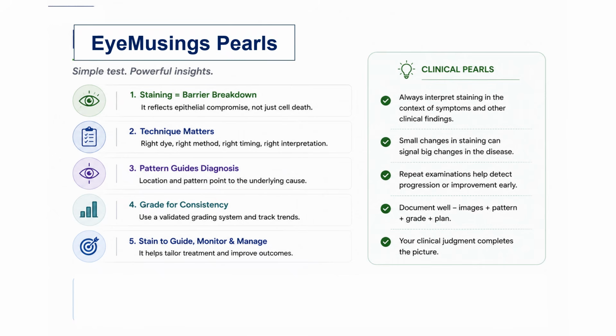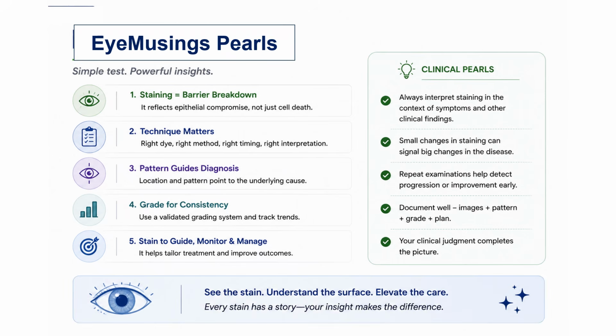Small changes in staining can signal big changes in the disease. Repeat examinations help to detect progression or improvement early. Documenting well is very important. See the stain, understand the surface, and elevate your care.